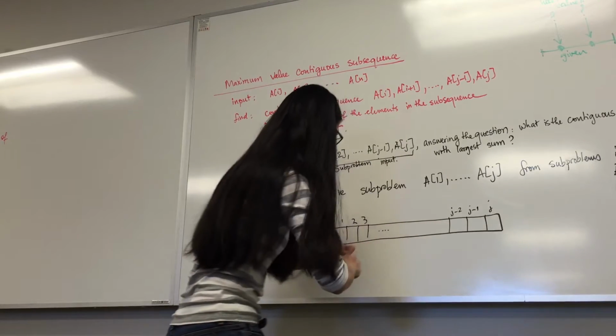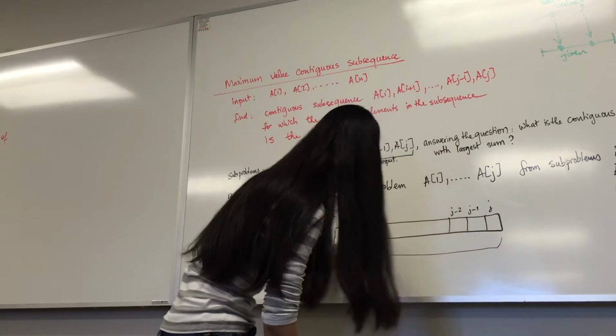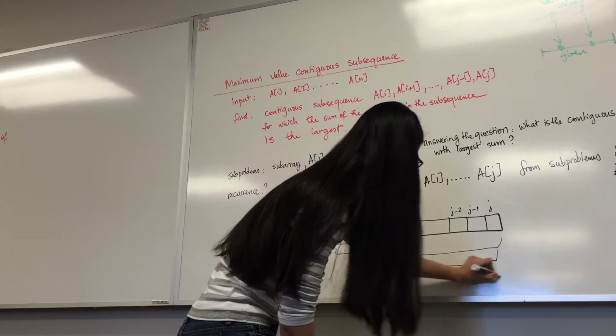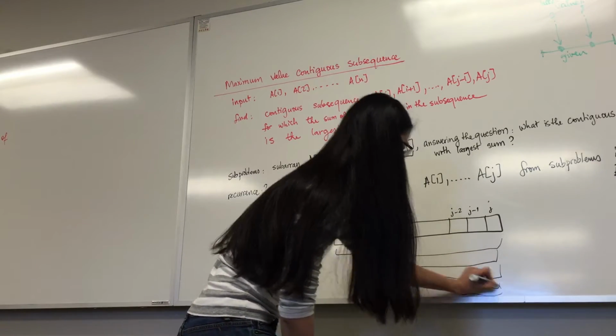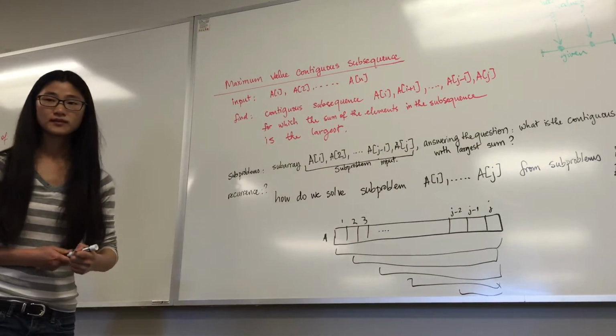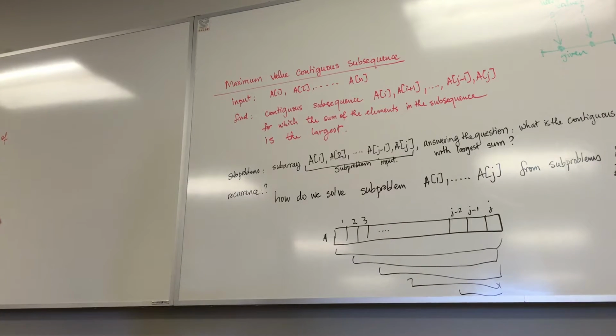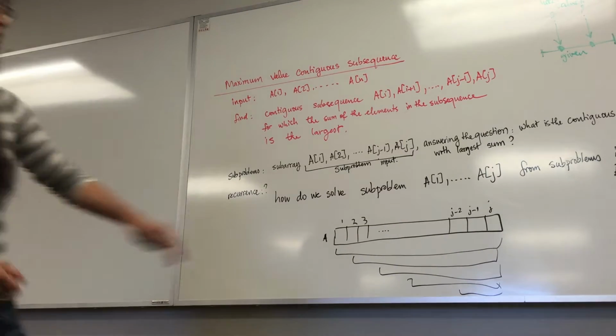Right, so these are the ones. It's all the ones that end at J. So your final subarray doesn't contain A1 all the way to AJ, right? It just goes up to AJ minus 1. Because you have AJ up there in red, it's not part of the final subarray. You don't have another one below that, which is A1 to AJ, that's the one we're trying to solve.